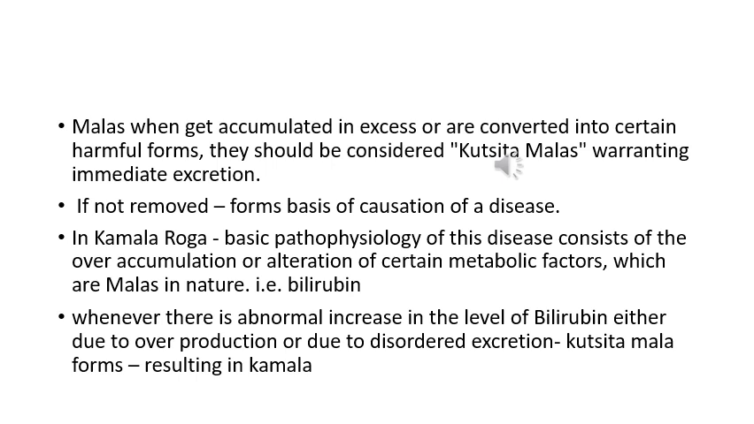So as pointed out earlier, bilirubin is a waste product of hemoglobin metabolism. It is under constant production in the body, and even normal organisms possess a known amount of this agent in the body. So in this stage, it cannot be considered as kutsita as it is used up. But whenever there is an abnormal increase in the level of bilirubin, it may be due to either overproduction or disordered excretion. It leads to the condition called jaundice or Kaamala in Ayurveda.